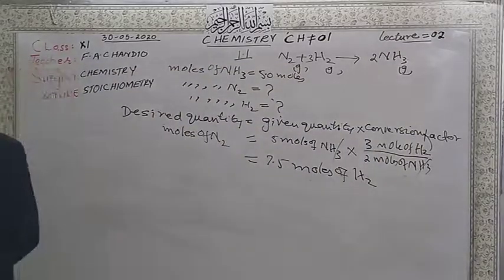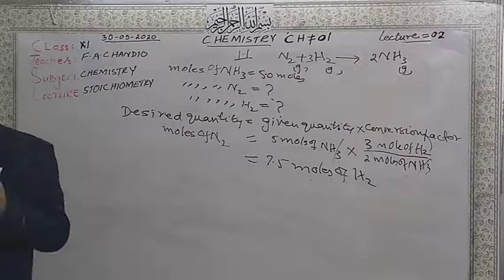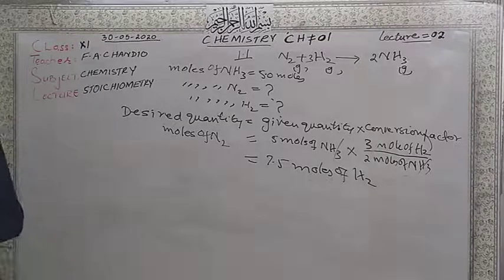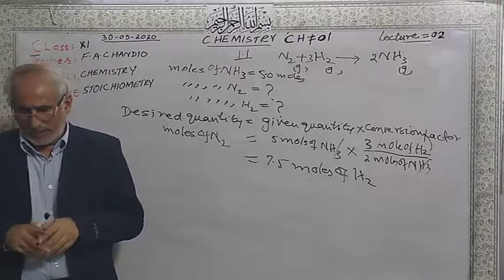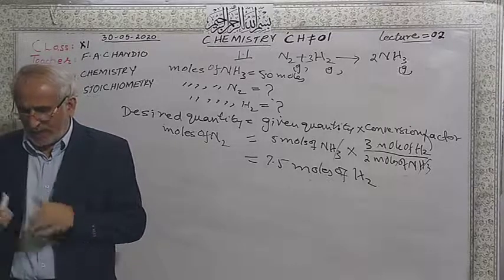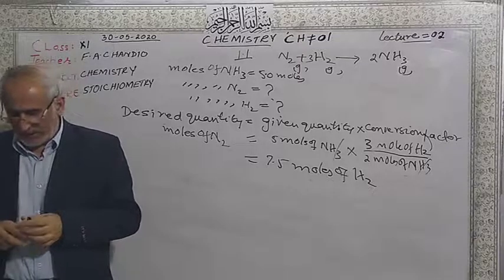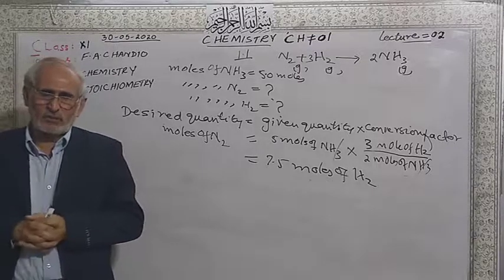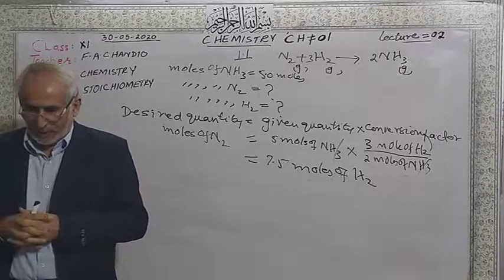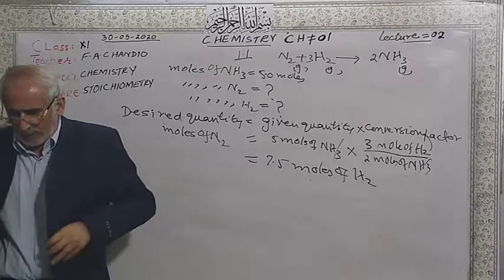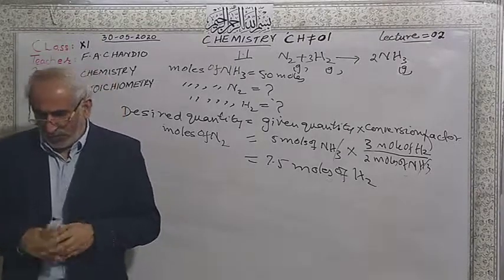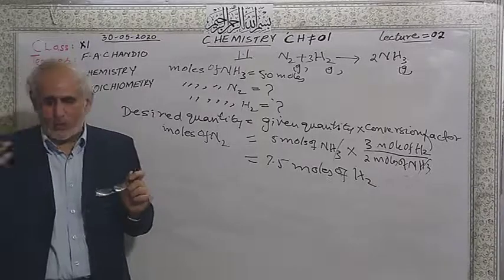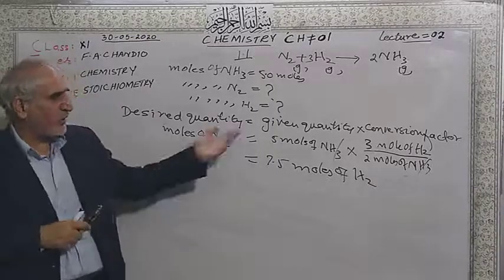So dear students, again I am telling you the same definitions. These are very, very important. One is called molar ratio. What is the molar ratio? It is the ratio of the number of moles of the reactant taking part in the chemical reaction to the number of moles of product. And what is the conversion factor? The ratio of the coefficients found in the balanced chemical equation, which can be used to interconvert the amounts of the two participants, meaning the reactants or products, in the balanced chemical equation, is called the conversion factor.